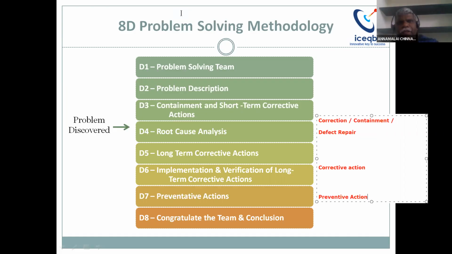Okay, Rahul, can you explain? The action taken on the root cause to prevent recurrence is called corrective action. And action taken on the potential causes of failure, to prevent occurrence, is called preventive action. Okay.